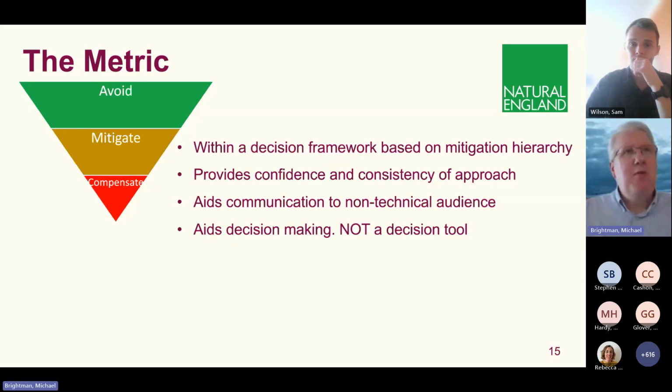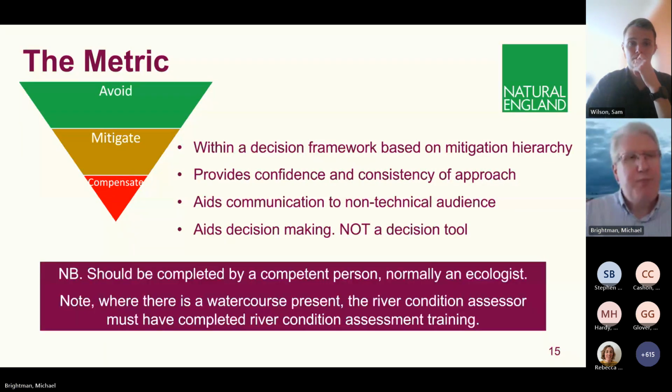So let's take a look at the metric in more detail. It sits within a decision framework which is based on a mitigation hierarchy and provides confidence and consistency of approach. It aids communication to a non-technical audience, but in itself is not a decision tool, but aids decision making. And it should be completed by a competent person, normally an ecologist. And in addition, when there's a watercourse present within the baseline, the river condition assessor must have completed river condition assessment training.